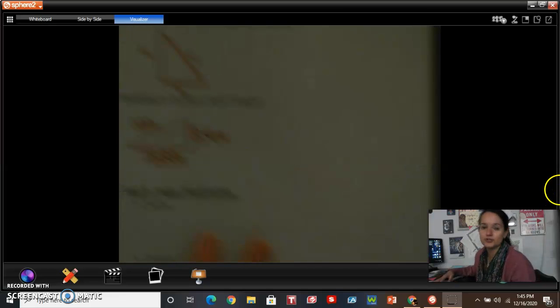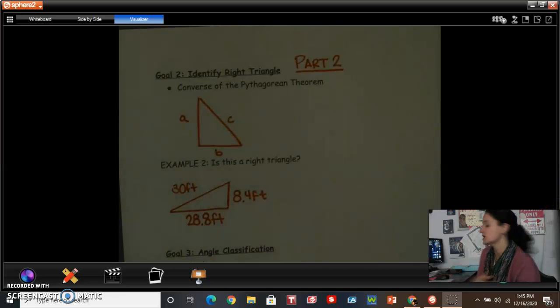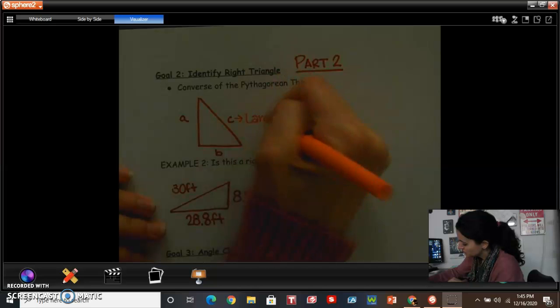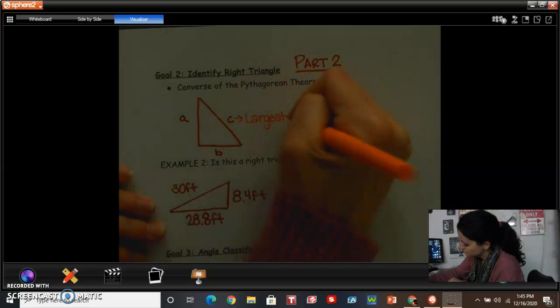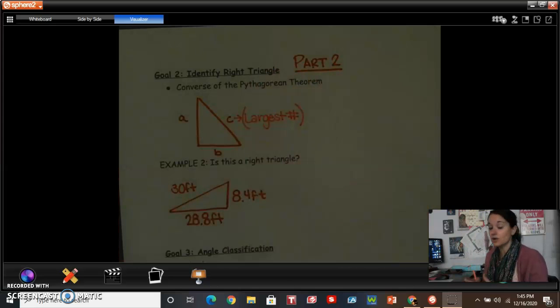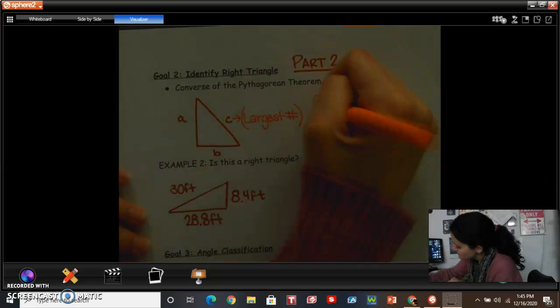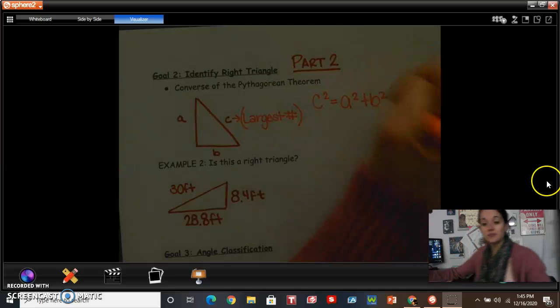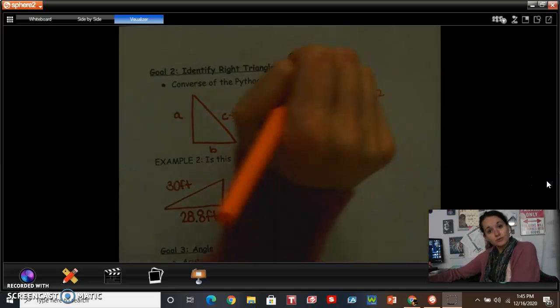This time we don't know where our right angle is, so we don't know what our hypotenuse is. But the trick is to remember that C will always be the largest number. Always and forever. As long as you can identify whichever one's the longest side, or the biggest number, then you know what C is. Then we still have to satisfy C squared equals A squared plus B squared. If this happens, then you have a right triangle. So let's do an example of that.